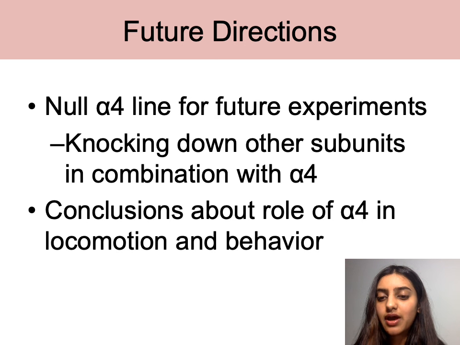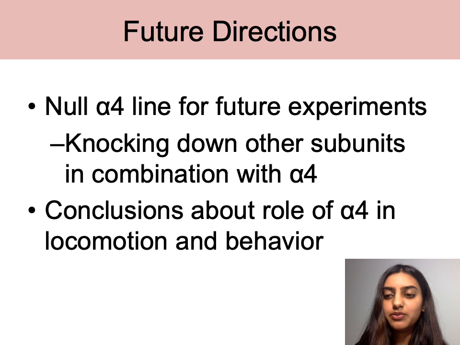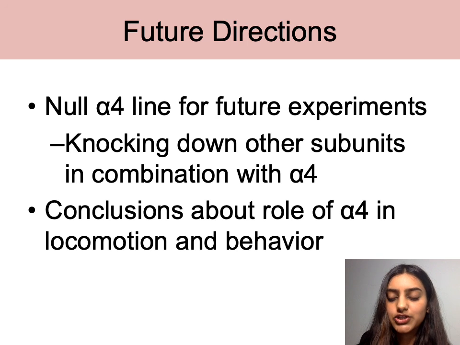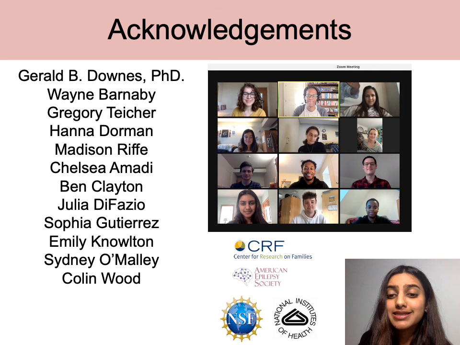From this research, I have created a null alpha-4 line that can be used in future experiments. Particularly, in a previous screen, I mentioned this a little bit before, we found that knocking down alpha-4 with other subunits reveals hyperactivity, and so this line can be used to investigate that further. Also, when I finish analyzing the data from the behavioral assays, I can make concrete conclusions about the role of alpha-4. In the grand scheme, this research provides insight into the role the alpha-4 subunit plays in GABAergic signaling. And that's it so far.